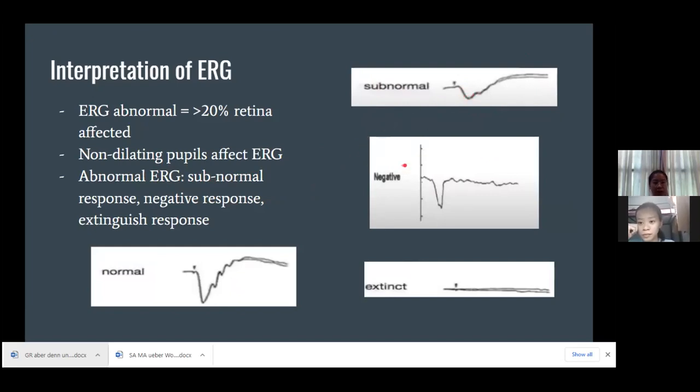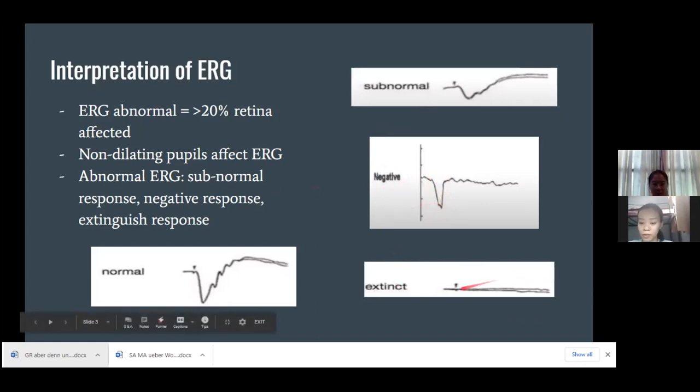Second is the negative response. As we have seen earlier, the graph's negative part should not have this large amplitude, but if it has this large amplitude, it means that there is a disturbance in retinal circulation. Some of the cases are cancer-associated retinopathy, siderosis bulbi, melanoma-associated retinopathy, and others.